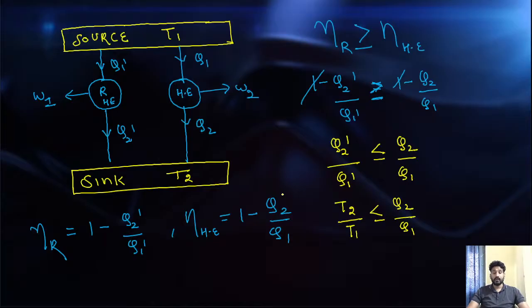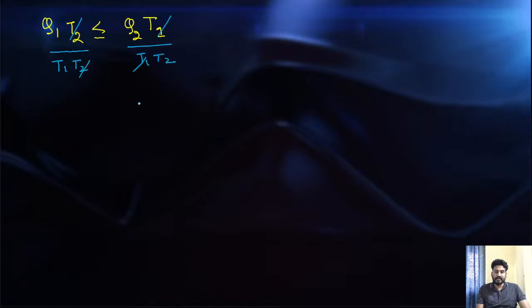Done? Okay, do the same thing, guys. First, do the cross multiplication. That is Q1 T2, which is less than or equal to Q2 T1. If I divide with T1 T2 on both sides, then T2 T2 and T1 T1 get cancelled, right? It is clear to you.